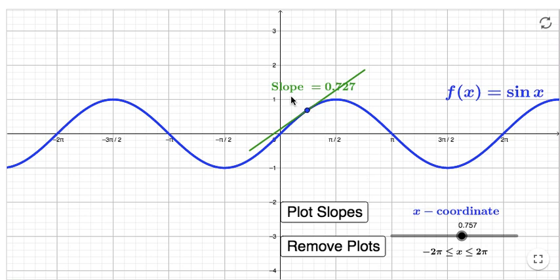Now, if you could take a look, they tell you what the slope is at each point, and what that is, it's the instantaneous rate of change. It's the derivative at that point in time.